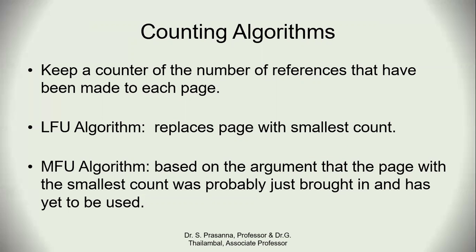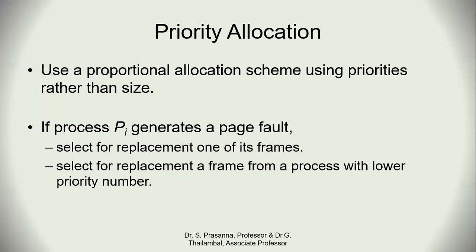And the counting algorithm needs a counter for each page. LFU algorithm is least frequently used. That is, whichever page has the smallest count, you have to replace that page. MFU is maximum frequency count, based on the argument that the page with the smallest count was probably just brought in and has yet to be used. So whichever page has the smallest count is yet to be used, so you take the page with the largest count, that is, maximum frequently used.